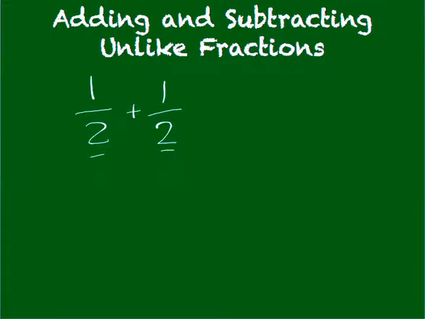Or maybe I wanted to add 5/7 and 1/7. Those are also like fractions because they have the same denominator. So we are just trying to figure out what we do when we have unlike fractions, because unlike fractions are not very easily added. So like when I had 5/7 plus 1/7, the answer to that question would be 6/7. But when I have unlike fractions, it's not as simple to add.